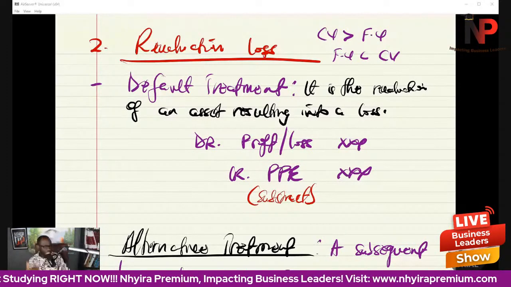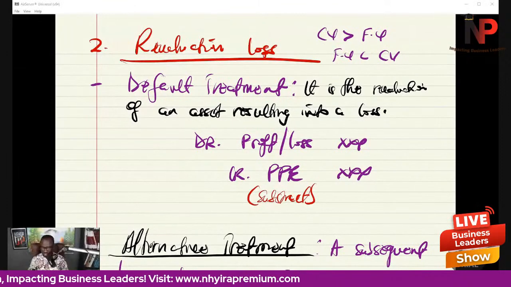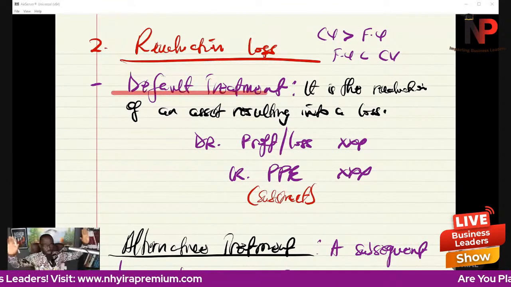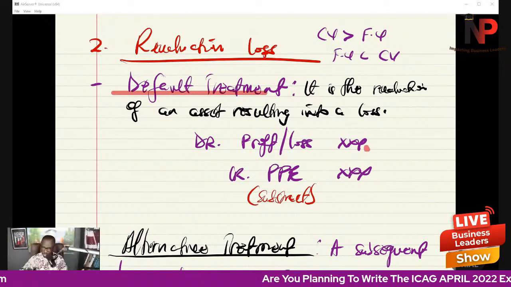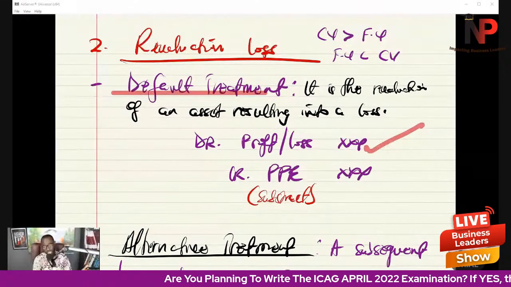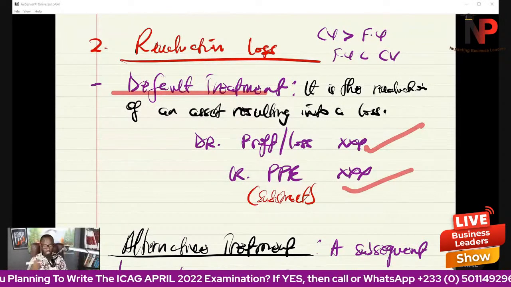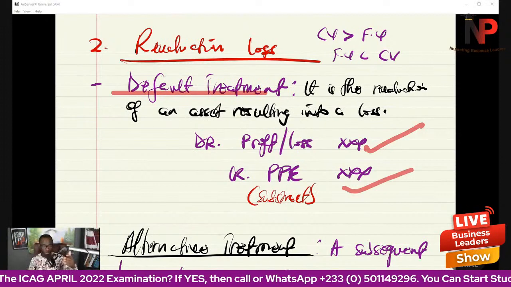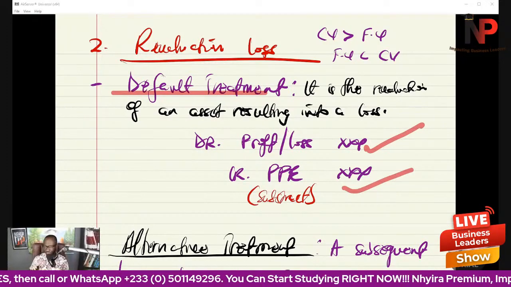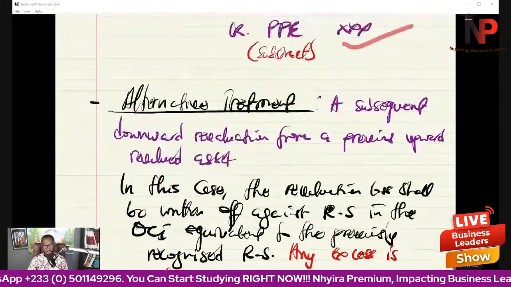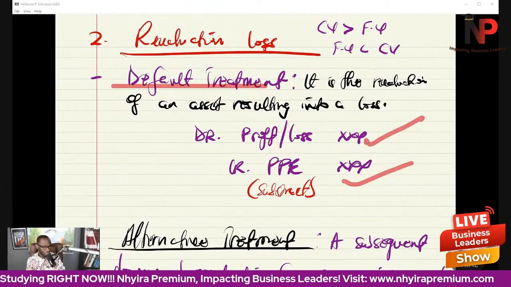Now, in that case, if for the first time we revalue our asset and we result into a loss, that is the default treatment. We don't need any miracle for that one. So all we do is that it must be written off in the P&L. So what do we do? We debit P&L. It becomes an expense in the P&L account, and we deduct it from the PPE to be taken to the statement of financial position. Very sweet, simple, straight to the point. So this is the default treatment of revaluation loss.